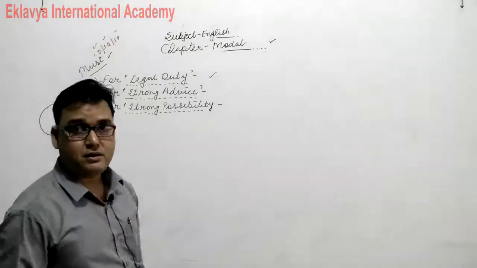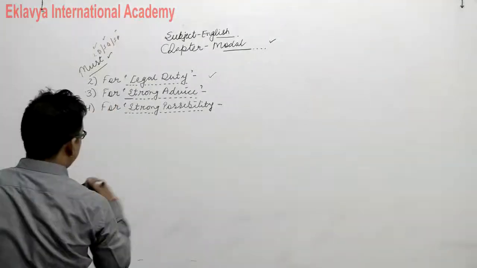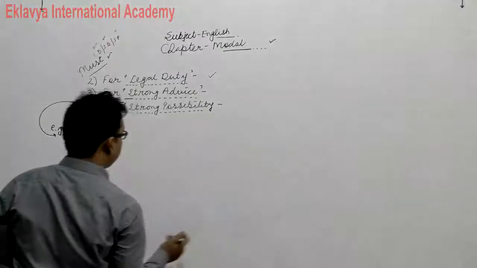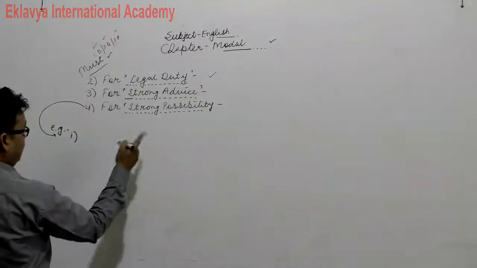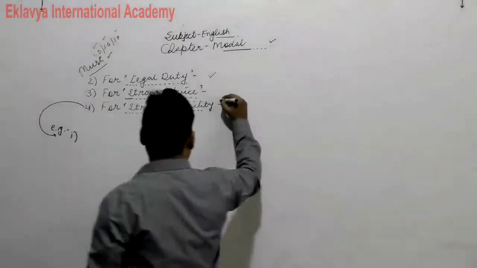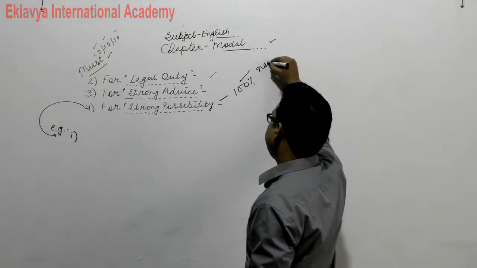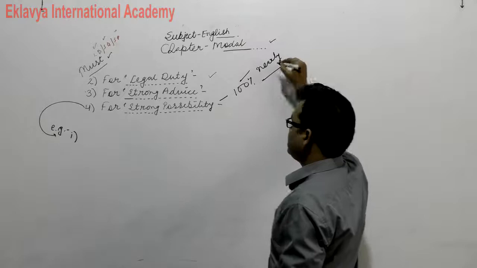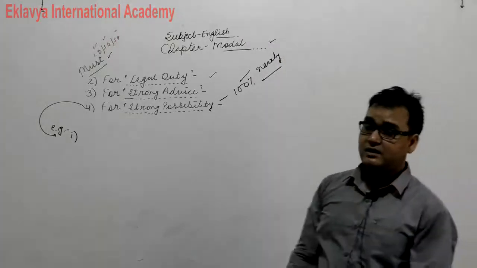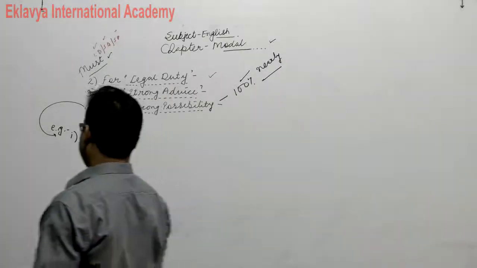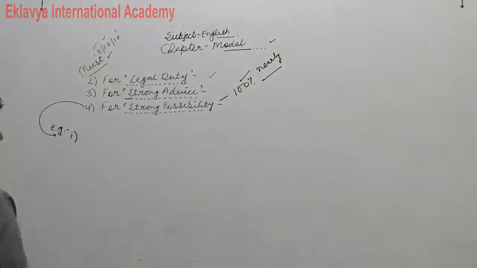Right now we have strong possibility. Okay, let's see strong possibility, students. Strong possibility, where there is a possibility of nearly 100%, where the chance of it happening is 100%, near possible, strong possibility. Okay, let's have example number 1, strong possibility.